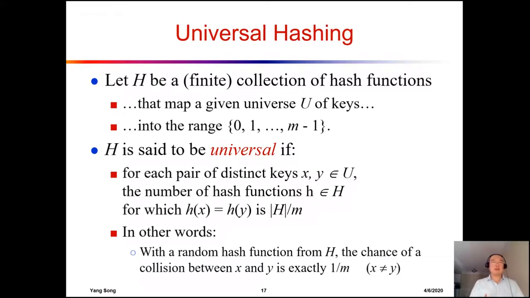Okay, the next part, universal hashing. The reason that we have to move on to universal hashing is that no matter whether we are doing the division method or the multiplication method, there will always be a killer dataset which can kill your hash function.